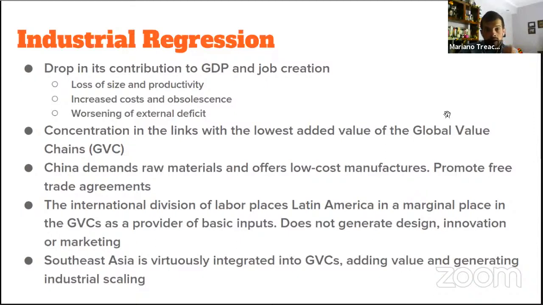We also have this key element with China as the main actor in the 21st century that demands raw materials and offers low-cost manufactures, promoting free trade agreements. China manufactures high value-added goods and demands raw materials. So our mode of production is built as a reflection of China's demands. And then the International Division of Labor places Latin America in a marginal place in the global value chain as a provider of the basic inputs. This will be the consequence of the above elements. It does not generate design, innovation, or marketing value added. So as a difference from Latin America, Southeast Asia is virtually integrated into the global value chain, adding value and generating industrial scaling.